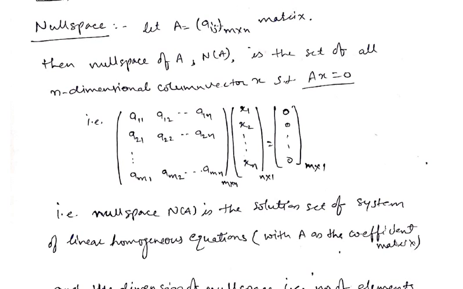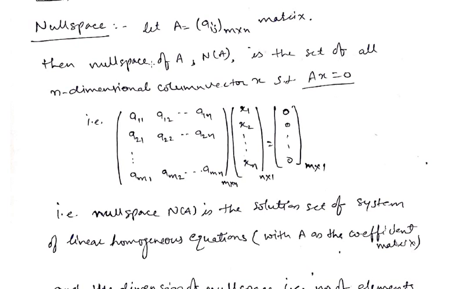Let A be a matrix of order m cross n, A = [aij]. Now we are to find its null space. The null space is the set of all n-dimensional column vectors x such that Ax = 0. Means all those n-dimensional vectors which satisfy the system of equations. This is a linear homogeneous system of equations, and all those n-dimensional vectors which satisfy it are the solutions of the null space.